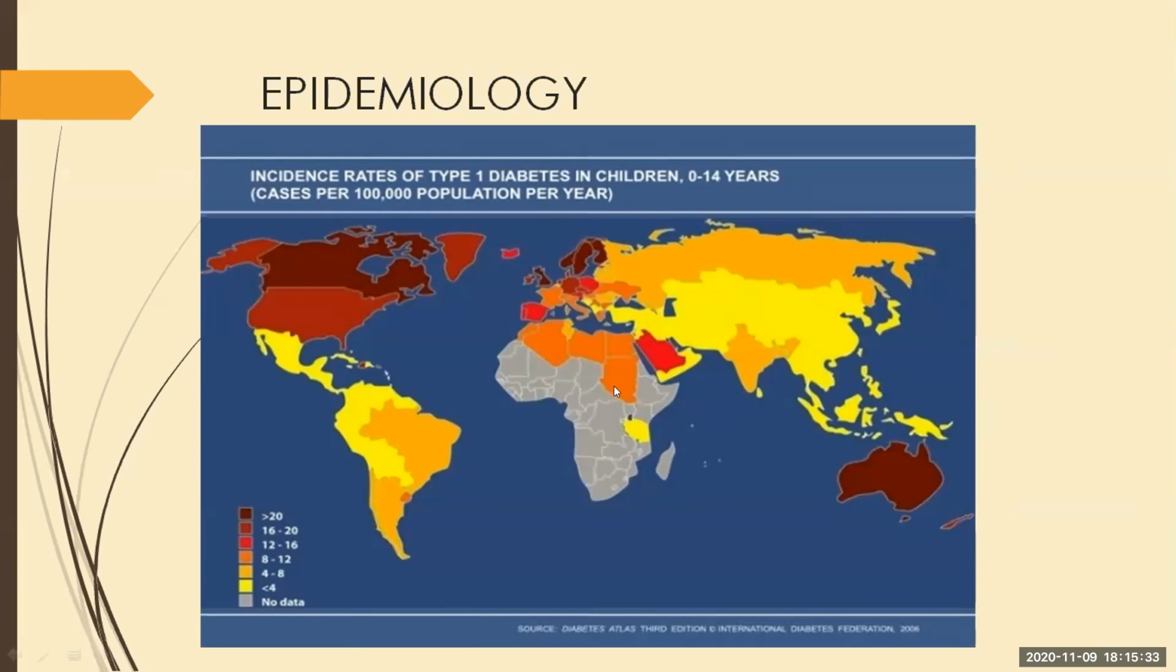Back home in Africa, we have Sudan and Southern Sudan together there. We have Egypt, Morocco, Algeria, Libya, and then Tanzania, which is our neighbor. We haven't done any studies on the prevalence and incidence of type 1 diabetes. You can see Tanzania is recording less than 4 new cases in every 100,000 children per year.